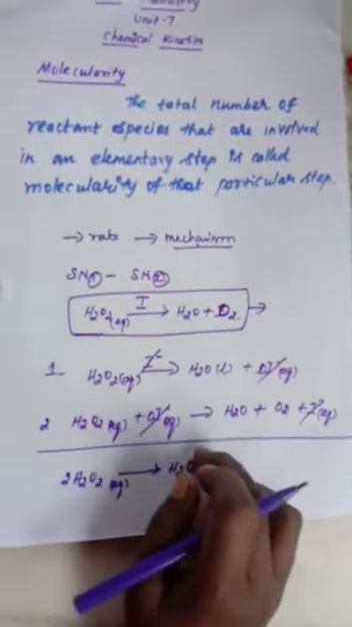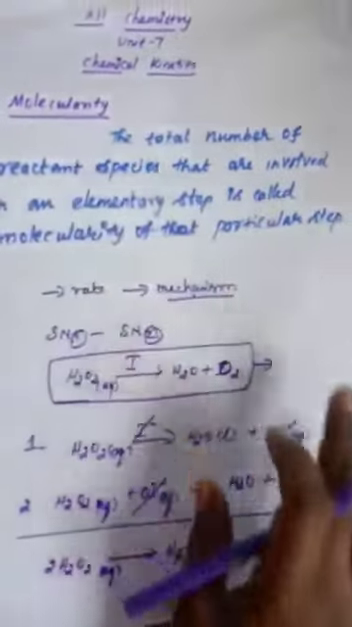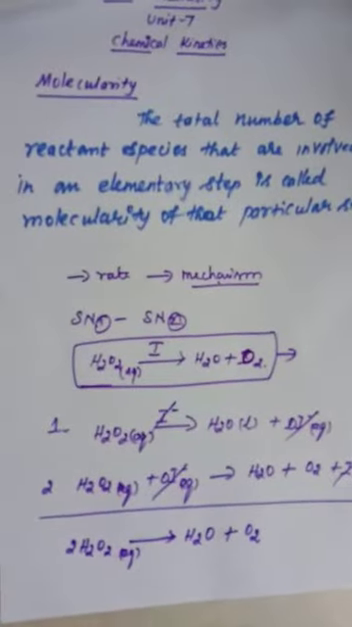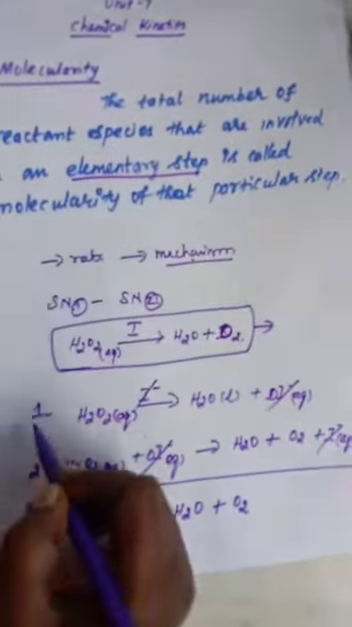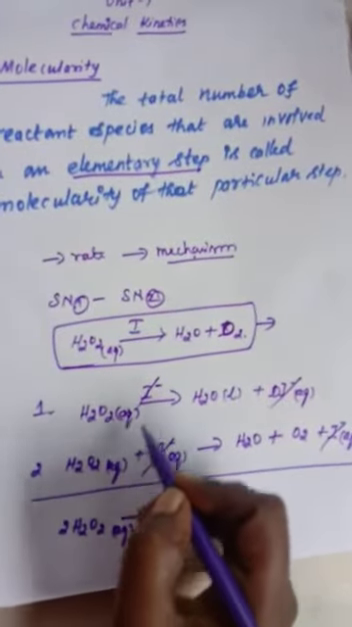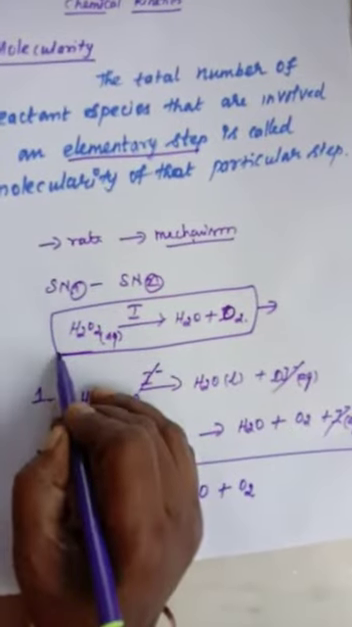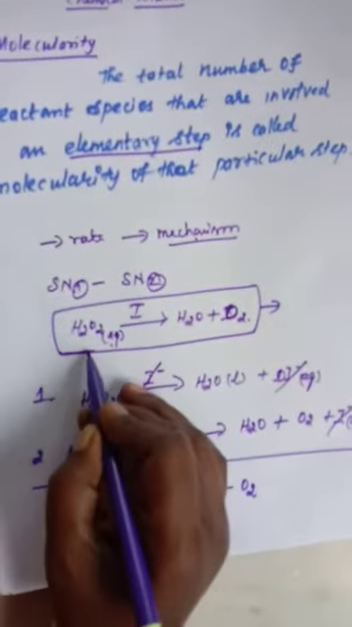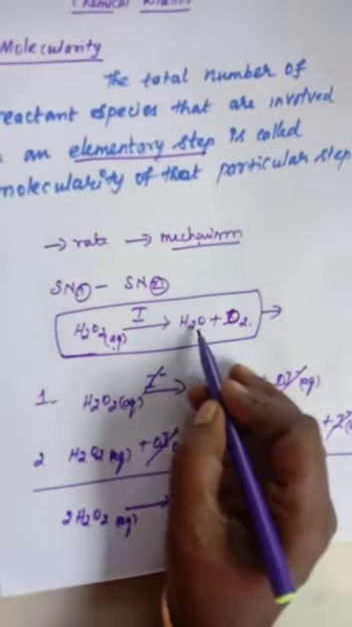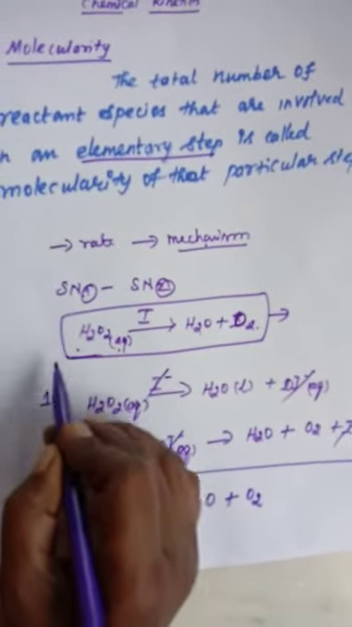I explain once again. Molecularity means the total number of reactant species that are involved in an elementary step. What is meant by elementary step? Each and every step in the reaction mechanism is called an elementary step. Consider this reaction, decomposition of hydrogen peroxide, catalyzed by iodine. This hydrogen peroxide decomposes and gives water and also oxygen. This reaction actually takes place in two steps.